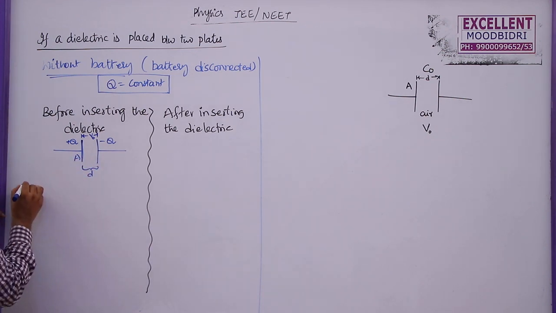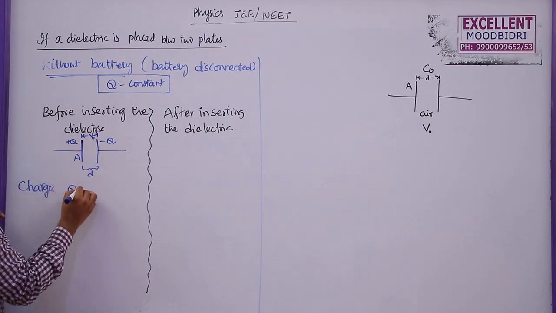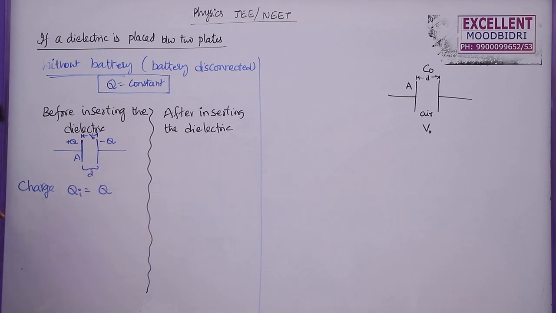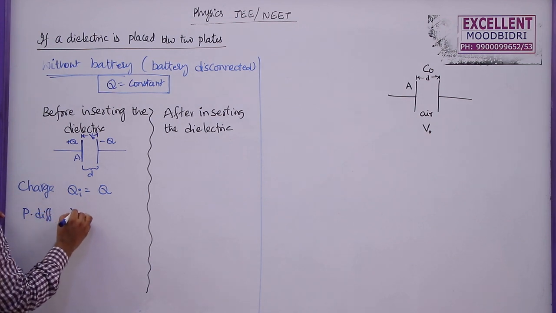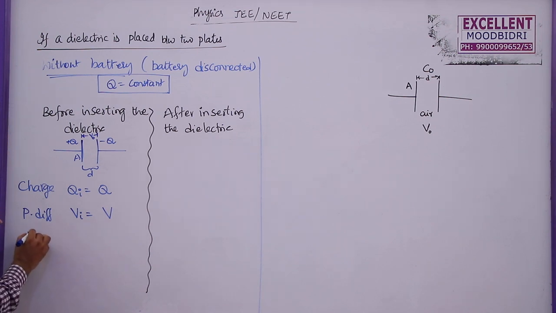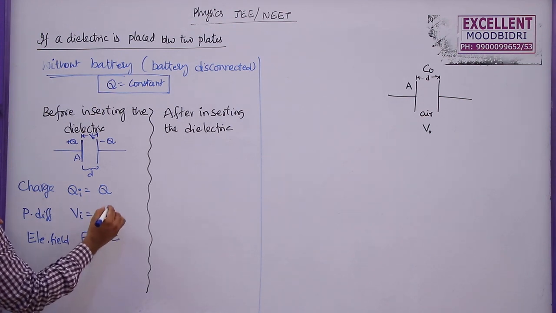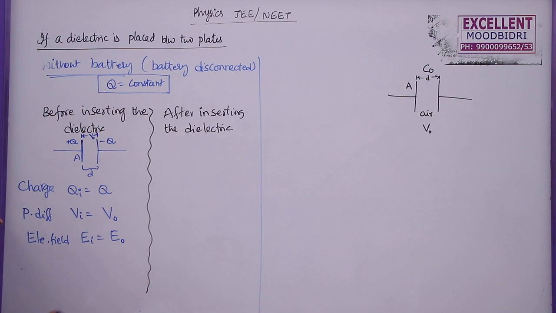So what is the charge? The initial charge on this plate, let us say Q, potential difference V initial is equal to V naught, electric field between the two plates, E initial is equal to E naught.